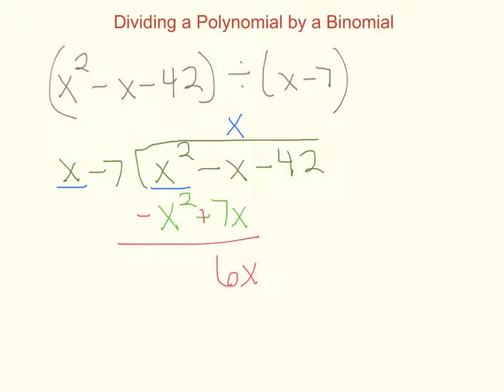Okay, and our next step would be to bring down. So we're going to bring down the minus 42. Notice I brought the sign down with it. At that point, we're just going to repeat. So we'll go back to where we divide.